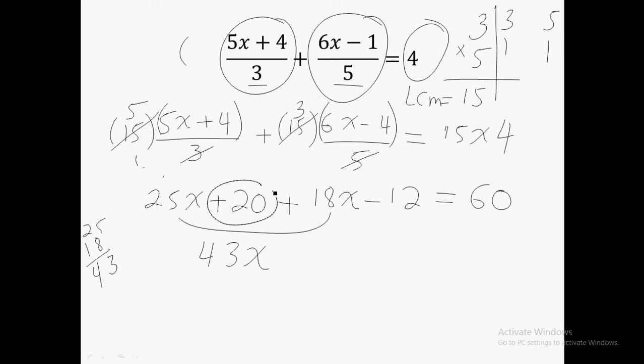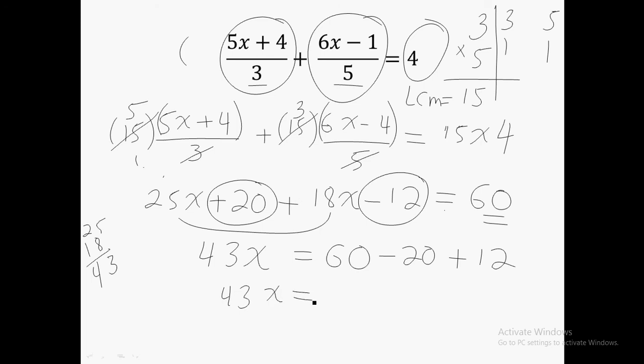We have to move the constants to the right side, because this is our center. So our right side will be all constants: equal 60, minus 20, and 12 will be plus 12. Again the sign changes. Then we have to subtract this and add 12, and get the result.